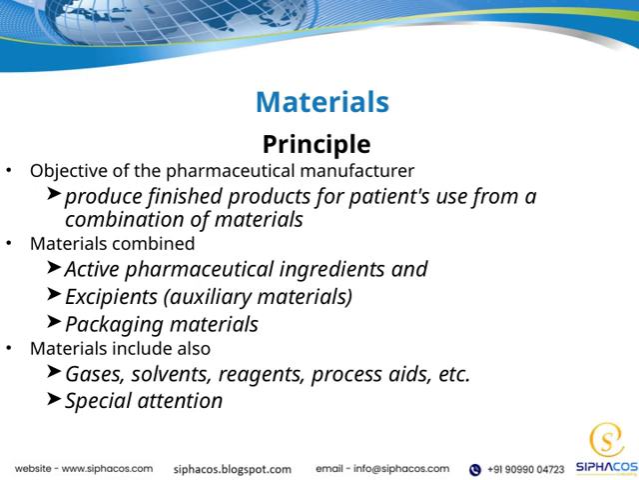But the list doesn't end there. Materials can also include gases, solvents, reagents, and process aids. These are used during manufacturing to facilitate different steps of production. It's important to pay special attention to all these materials throughout the process, because each one plays a vital role in ensuring the quality and safety of the final product. Every material must meet strict standards, as they directly impact the efficacy and safety for the patient. So, understanding the full scope of materials involved helps us maintain high-quality manufacturing practices aligned with our overall goal, delivering reliable, safe medicines to those who need them.